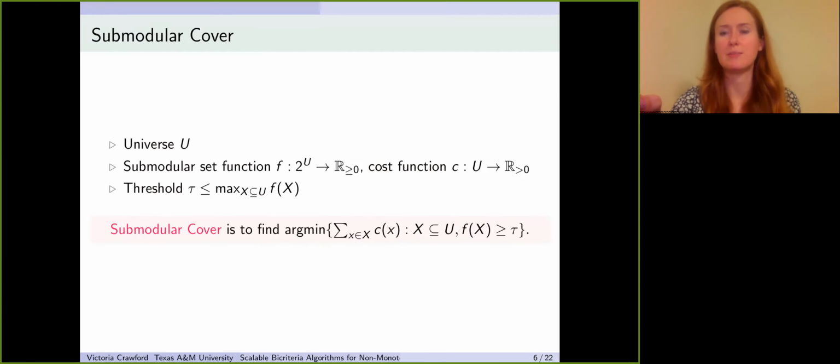Specifically in this paper, I'm considering the submodular cover problem. We have our submodular set function F. We also have a cost function C defined on elements of the universe that gives each element some cost, and a threshold tau, which is some value that you want your function F to be above. In submodular cover, we want to find the minimum cost subset of the universe such that the F value of this set is at least tau.